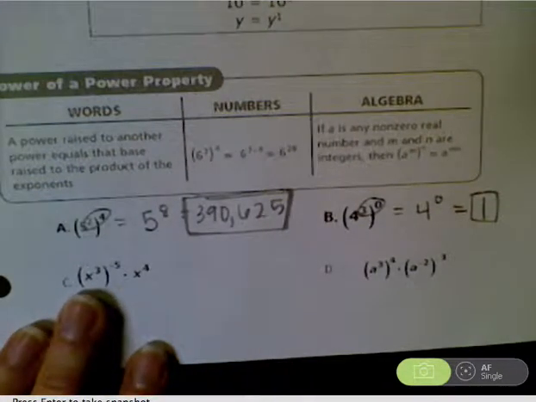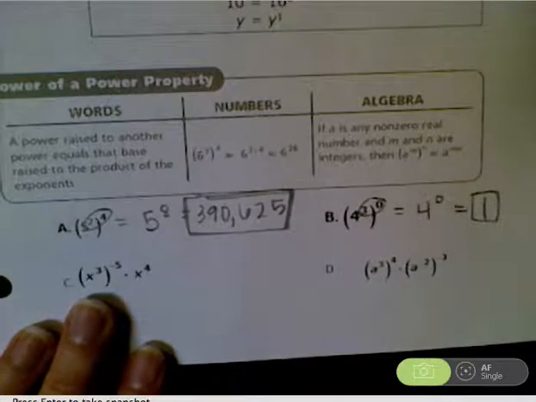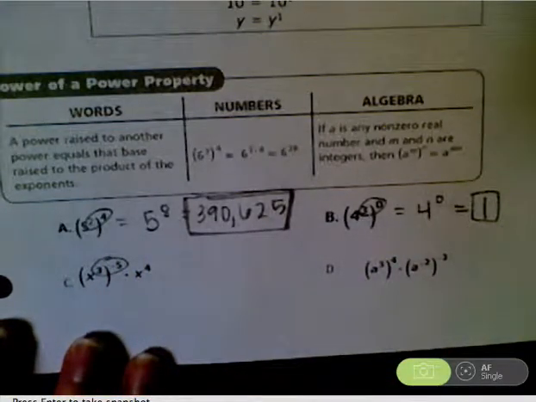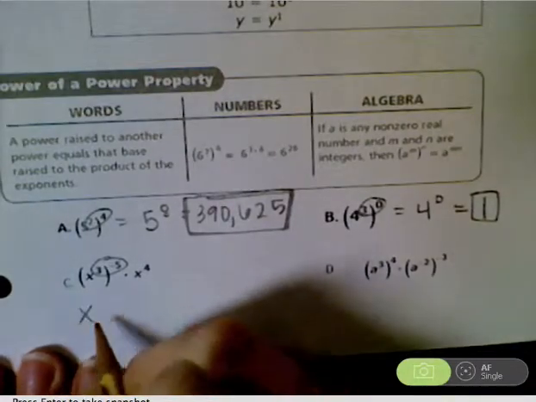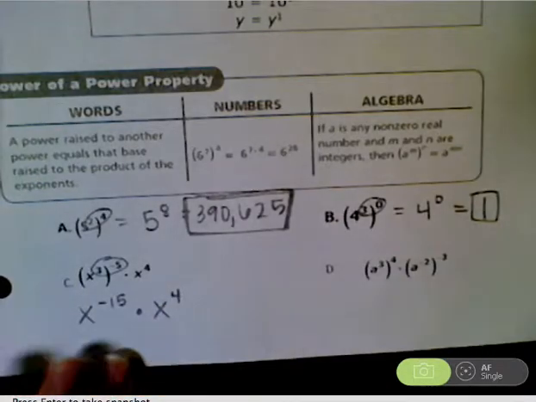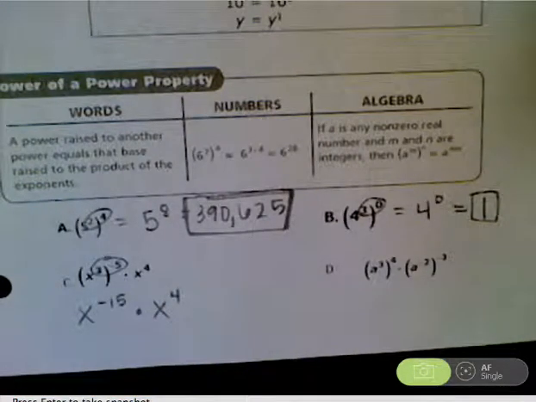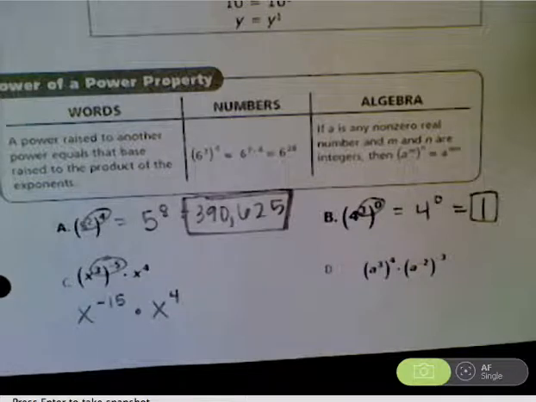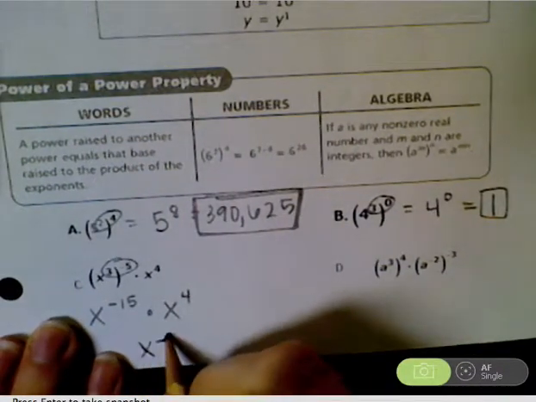So in letter C, we see that x to the power of 3 to the power of negative 5 has a double power. So I'm going to multiply those two powers or exponents together. So I get what? X to the power of negative 15 times x to the power of 4. Now I can keep going using the first product property that I learned, that when I'm multiplying two powers with the same base, what do I do with the exponents? Add them. So I get x to the power of negative 11.